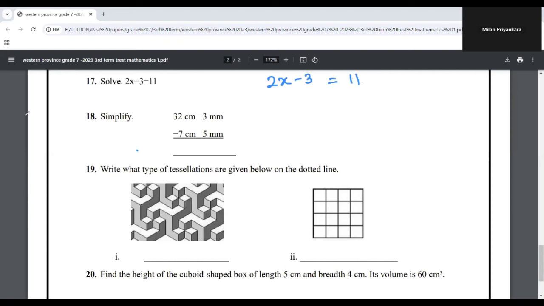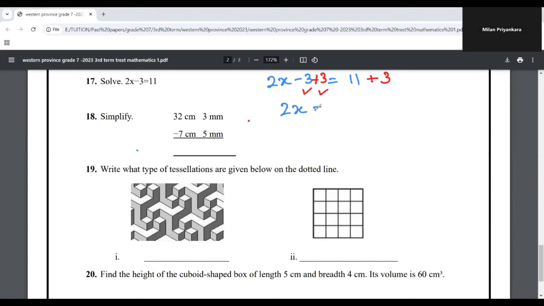In this case, you have to eliminate this. First, you have to eliminate this 3. This is a minus 3, so I am going to write plus 3 to cancel out this. And I have to write plus 3 on this side also, because this is a balanced scale. So you have to keep the balance, right? Otherwise, this equals sign will not be valid, right?